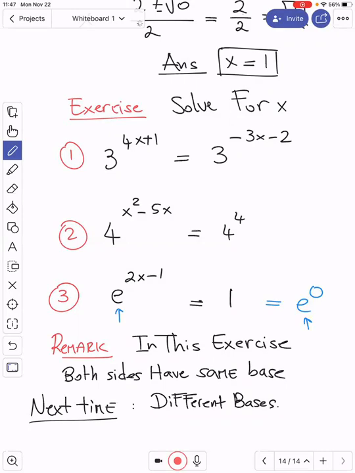So the plan: next time I'm going to show you how to solve exponential equations with different bases. And then, of course, we're going to discuss logarithmic equations. So we have like 3 minutes left.